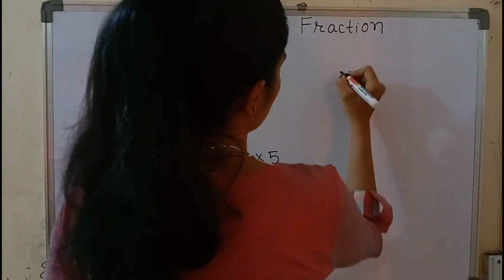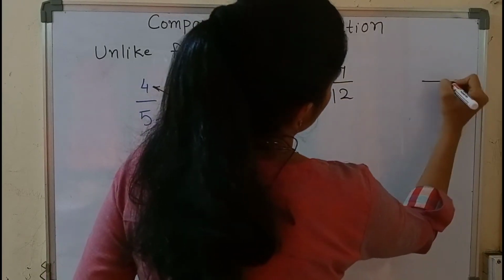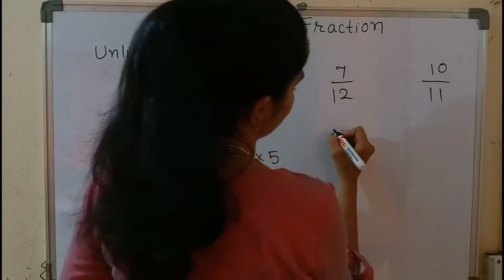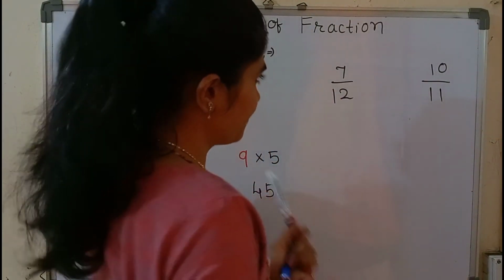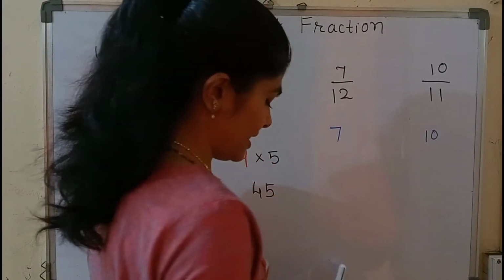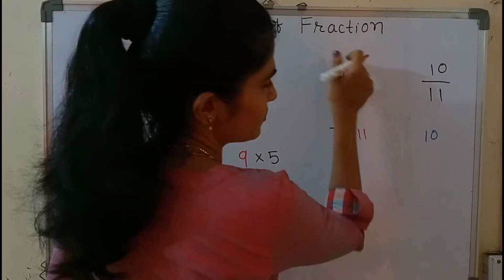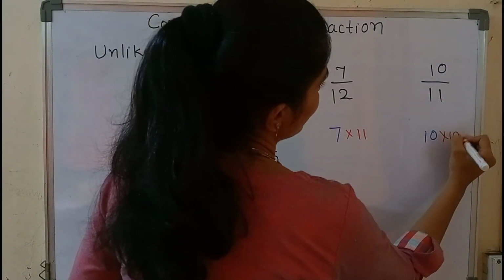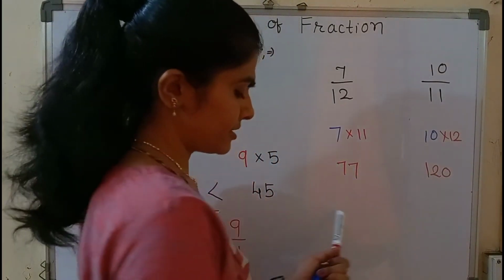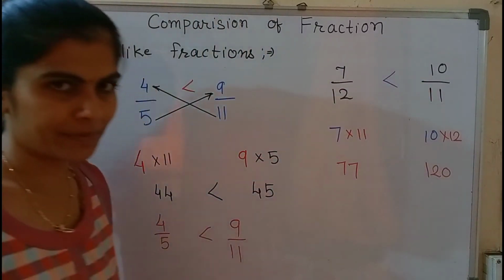Let's take one more example. 7/12 and let's say 10/11. So what am I supposed to do? I'm supposed to write down the numerators as they are. Then the denominators must be cross multiplied. So 11 would go with this one, 12 would go with this one. So this is 120, this one is 77. Which is greater? 120 is greater. So I can say that this is my answer.